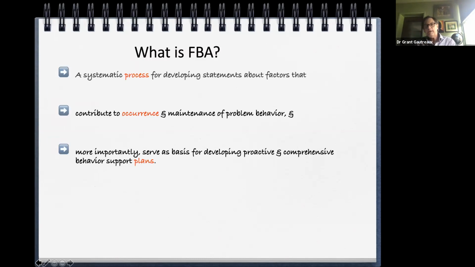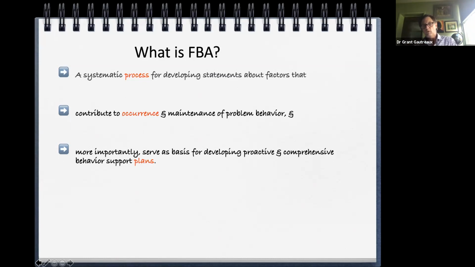Even though the FBA is comprised of some variations of processes, what is very important about the process is that it's systematic in nature. And the more scientific it is, the more that puts us in a place where we can be more confident. We can make more reliable assertions from that information.